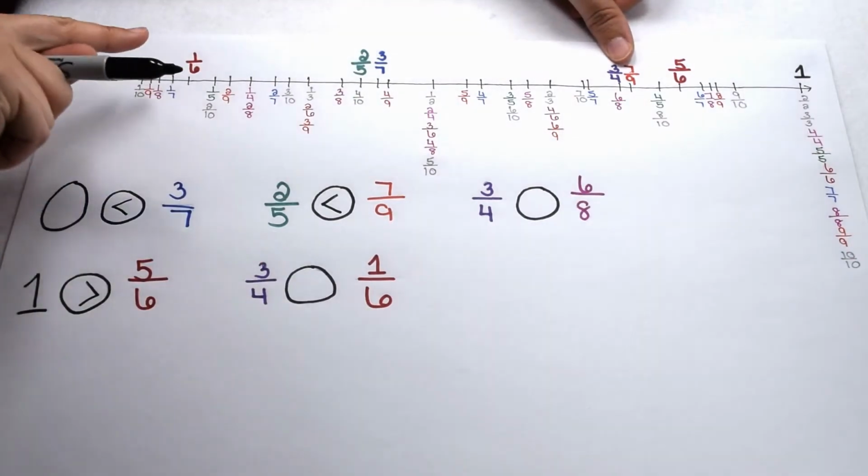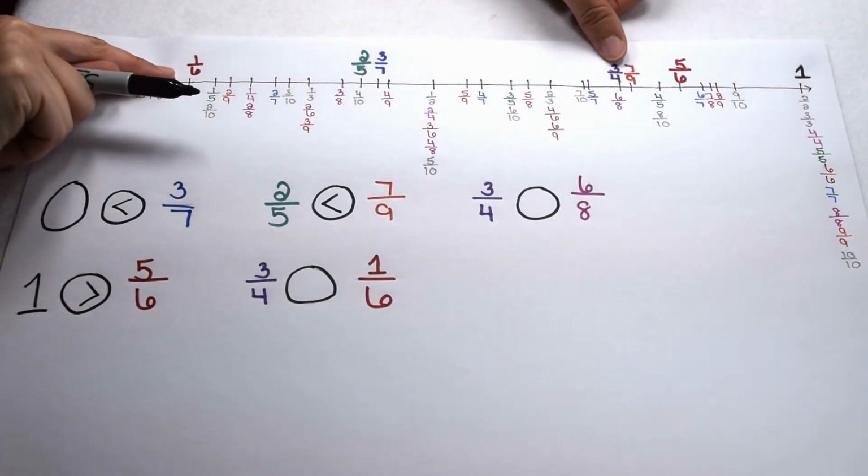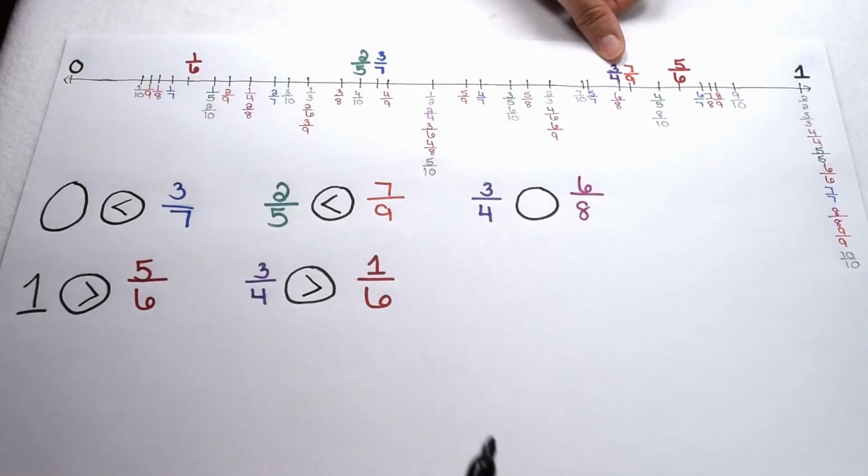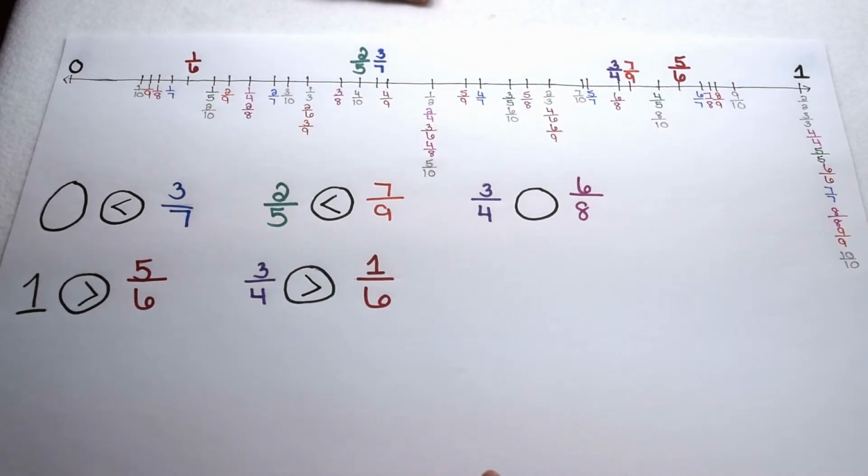Now we'll compare 3/4 to 1/6. Here is 3/4 and here is 1/6. 3/4 was our first value and it falls much farther to the right than 1/6. So that tells us 3/4 is going to be greater than 1/6. But let's look at one more.